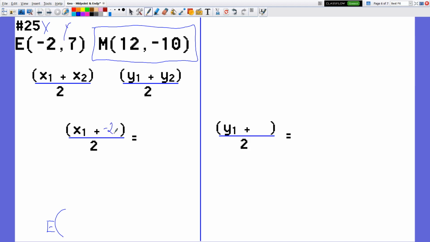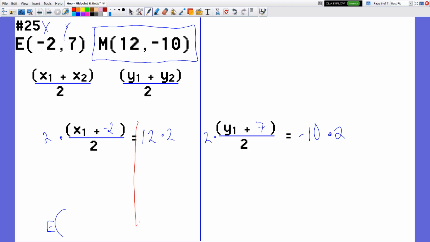Negative 2 and 7. We know that the midpoint formula is supposed to equal the midpoint. So that's why the x value is supposed to equal 12 and the y value is supposed to equal 10. The same routine as always. Multiply by 2 on both sides. So yeah, you're solving two-step equations.